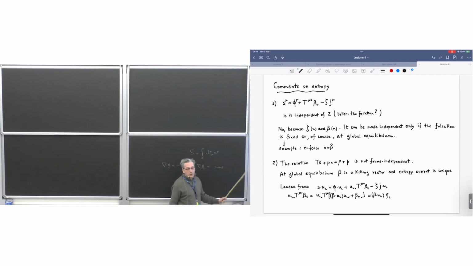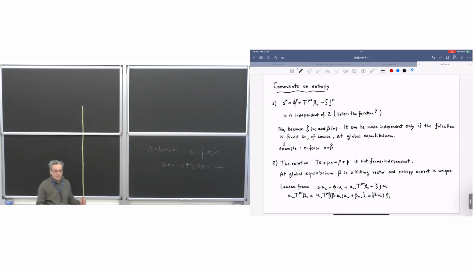So you don't need to wonder whether you have chosen a proper, say, family of hypersurfaces, or foliation, in other words. No, everything is objective. Beta is a Killing vector, and you know the general solution in Minkowski spacetime, which is like this. This is the thermal vorticity. This is a time-like vector, which includes the inverse of the temperature. So everything is fine.